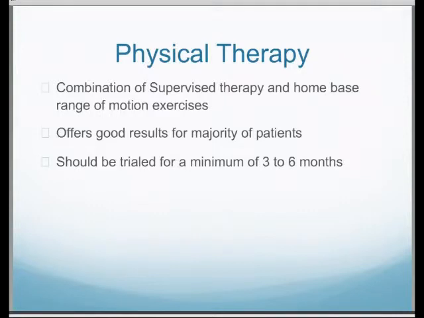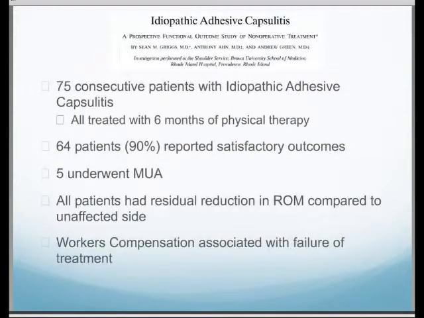And certainly JOS describes in their review last year that you should have at least 3 to 6 months of physical therapy before you try any other forms of intervention. So this is not a randomized study, it's a prospective study coming out of the US in 2000.